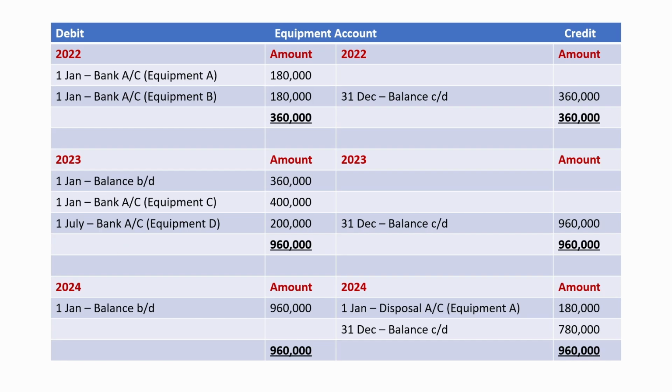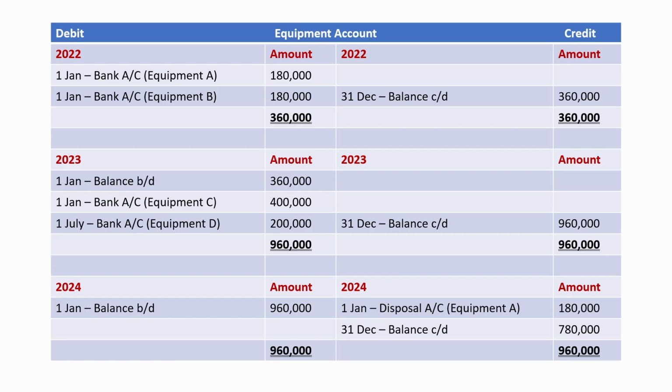So in the year 2023, before you record any transaction that took place in that year, bring the balance from the previous year first. In the previous year, we had a balance carried down of 360,000. Bring that amount to the next year on the opposite side and call it now balance brought down. You're going to bring it at the beginning of the year before you start recording any other transaction for that year.